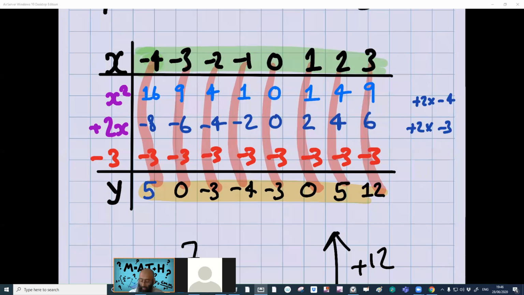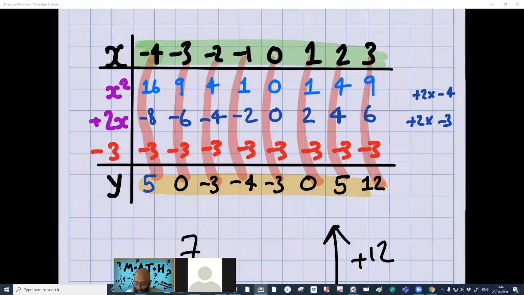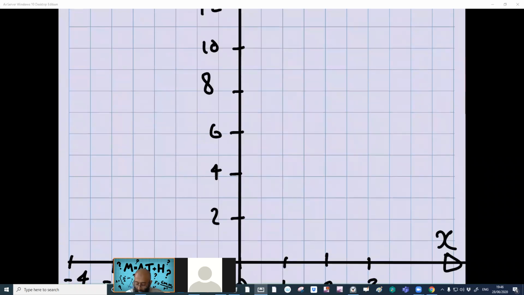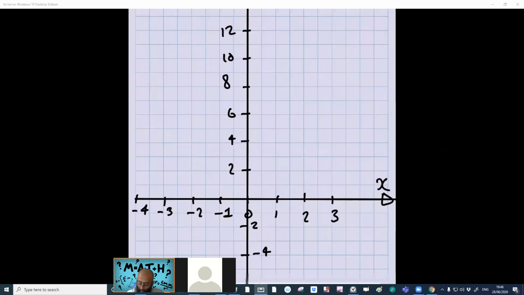Okay, so Layla, have you got these values written down, by the way? Yeah, I wrote them down. You wrote them down. Okay, so I'll check on those values, and I want you to feed me those values now. Off you go. Okay, -4, 5. So -4, 5 is going to be -4 along the x-axis and up by 5, which should be here. Next.